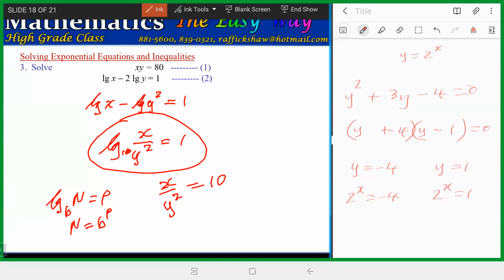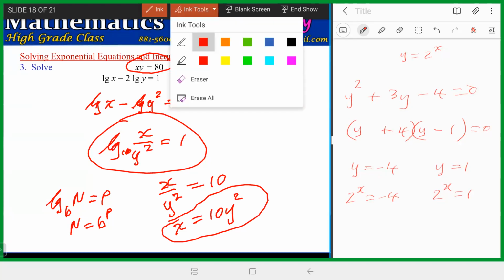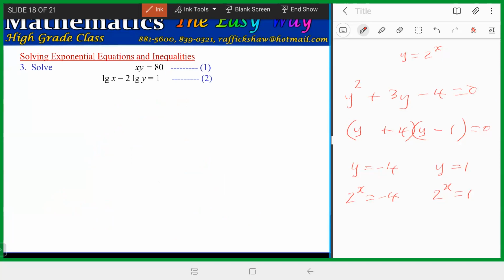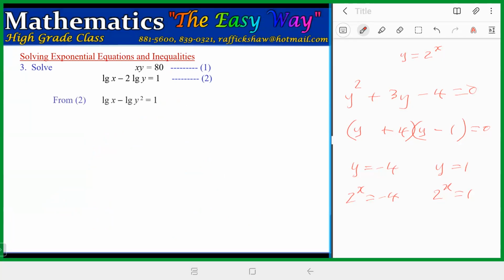And from that, x equals 10y squared. Now I'm solving these two equations simultaneously. See that? I've got the logs out of it. All right, but let's look at the slide. From equation 2, I move up the power, same thing. I apply the second law, which is the division. Then that becomes 10 to the 1. If a number equals a power, the number is equal to the base raised to the power, and I multiply that up. So x equals 10y squared.